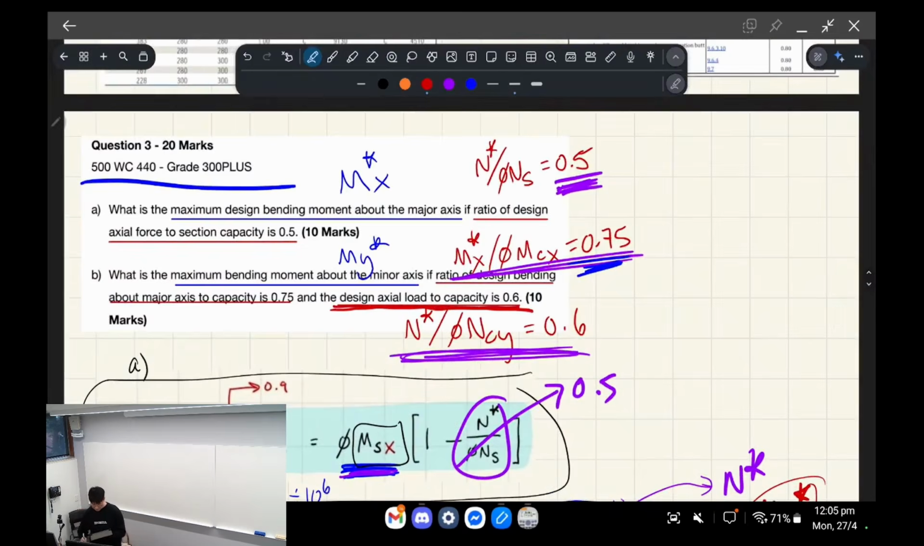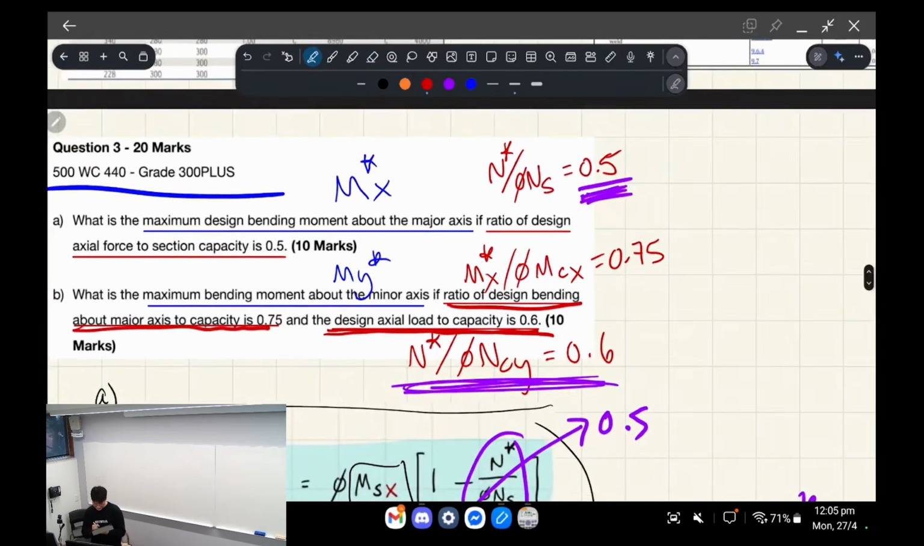How do you know which one is which? Because for the first part, it's N* over phi N_s, but for the second part, it's N* over phi N_2y. Yeah, so it's kind of funny because the wording's hard to understand. So you have to do it based on context, okay?